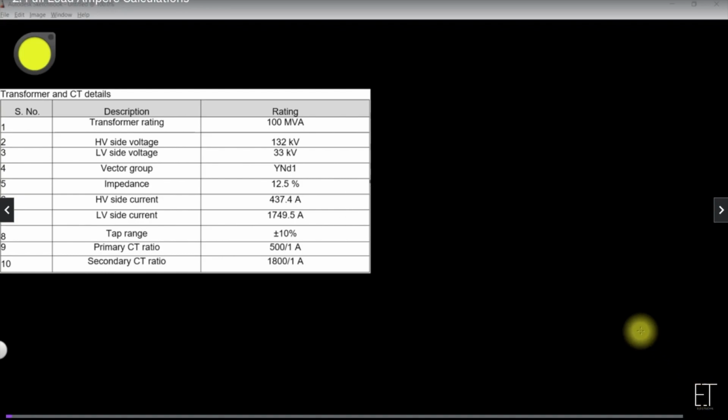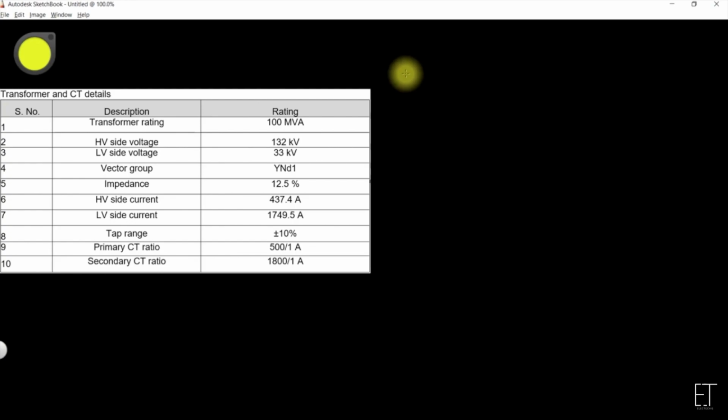Welcome back, friends. In this section we will calculate the full load current of the transformer at the HV side and LV side. We can call the full load current FLA for short. So we have to calculate the full load current of the HV side and LV side.